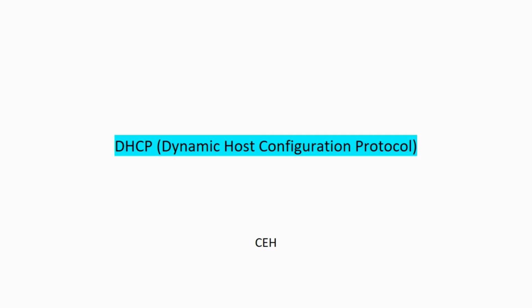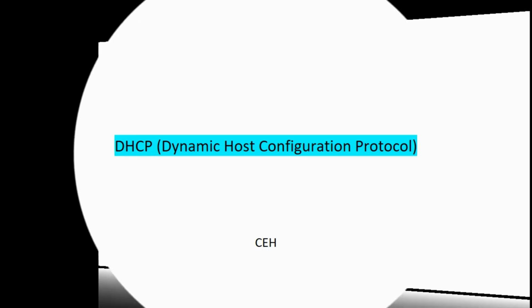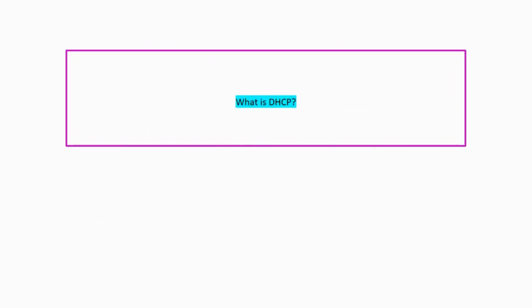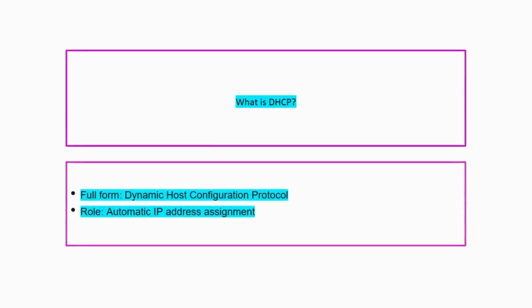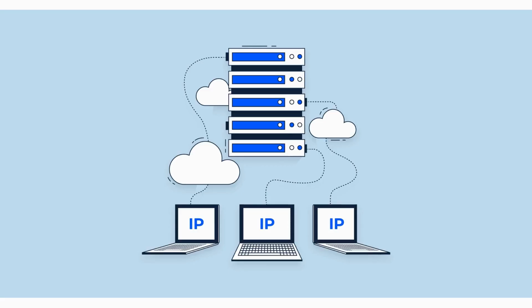In this lecture, we will quickly discuss some basics of Dynamic Host Configuration Protocol. Let us understand what is DHCP. It stands for Dynamic Host Configuration Protocol. It is a network protocol used to automatically assign IP addresses and other network configuration parameters to the devices on a network.